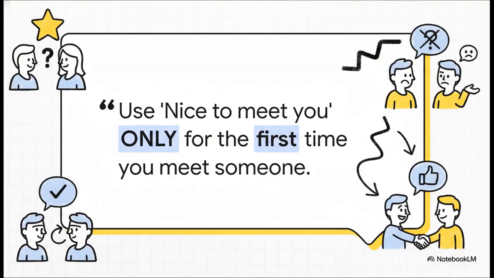Oh, this is a golden rule of English conversation. You only say nice to meet you the very first time. If you say it to someone you've met before, it can sound like you completely forgot them, which can be a little awkward. So the key takeaway is after that first time, you switch to nice to see you or good to see you again. It's a small change that makes a huge difference.